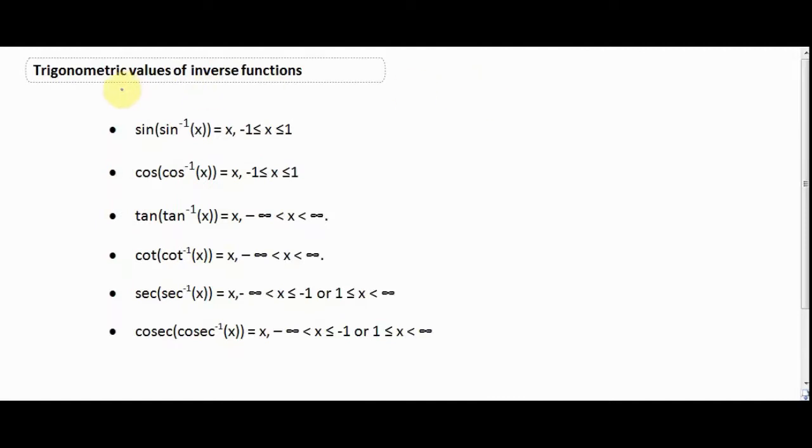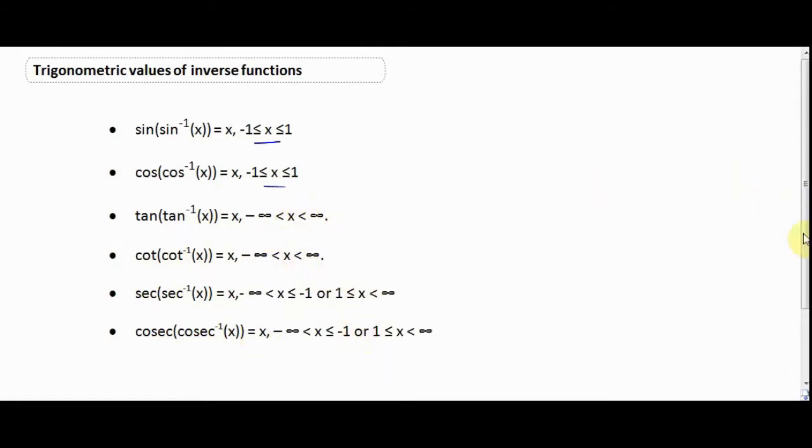Now moving on to trigonometric values of inverse functions, what we have here is sine of sine inverse of x will be equal to x provided the value of x falls within the range minus 1 to plus 1. Okay, now cos of cos inverse of x will be equal to x provided x falls in this range. Likewise tan of tan inverse of x will be equal to x, cot of cot inverse of x will be equal to x, sec of sec inverse of x will be equal to x, and cosec of cosec inverse of x will be equal to x provided x values fall within these ranges.